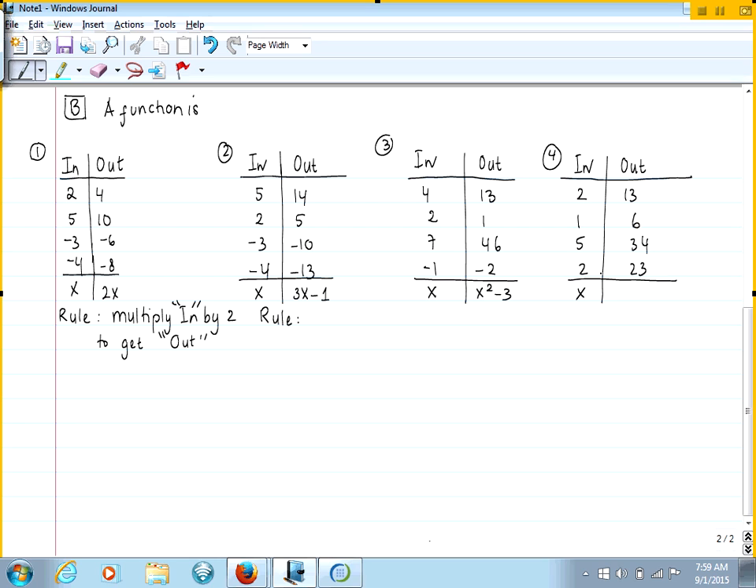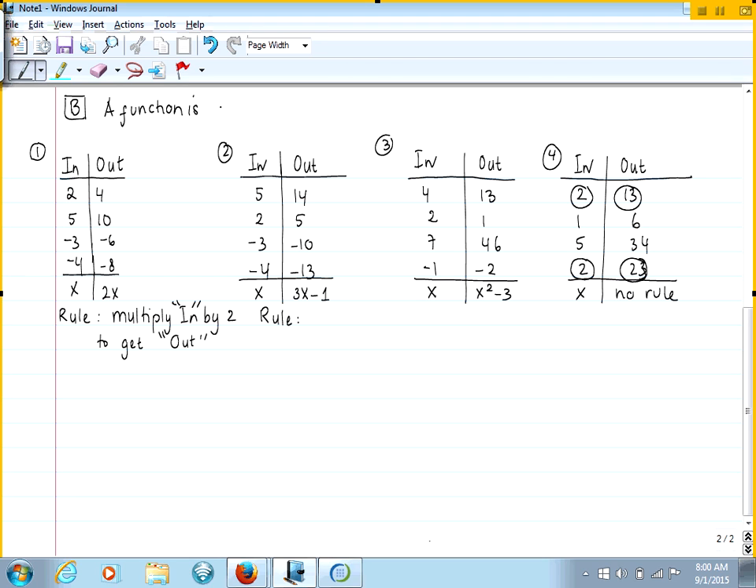It doesn't work, right? Do you know why you cannot assign a rule? Because you have here 2 with similar in. Look at these two. What happened? 2 is repeated. So you cannot assign a rule. So this is not a function. So no rule. Why? Because how can you make a rule if 2 is assigned to 13 and then suddenly 2 is assigned to 23? Does that make sense?